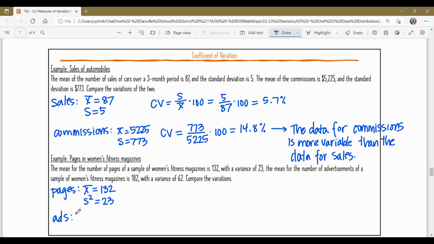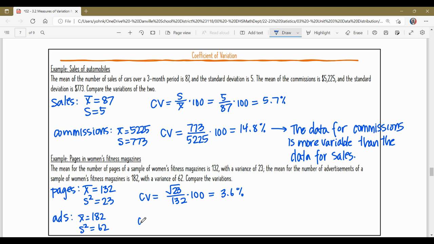For ads, we have a mean of 182 with a variance of 62. So when I calculate the coefficient of variation, make sure that you realize that the top is supposed to be standard deviation. So I have a variance of 23. That means my standard deviation is square root 23. And then we still have the mean on the bottom and we're still timesing by 100. If we round to the nearest tenth, this gives us 3.6%.